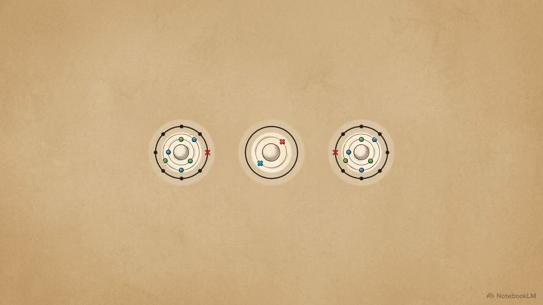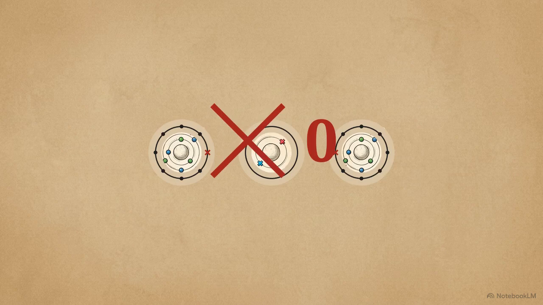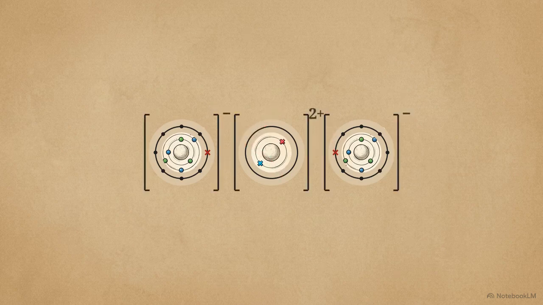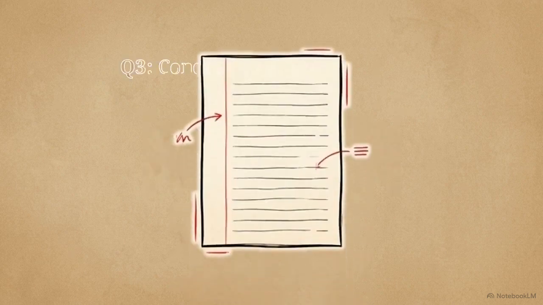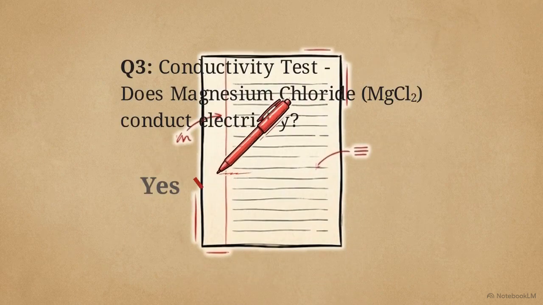If you submit a perfectly drawn diagram of electrons, but leave out the square brackets and the net charges, the examiner will give you a 0. Both formatting steps are required to prove you understand what an ion actually is. Let's look at the standard high-value follow-up question. Does magnesium chloride conduct electricity?